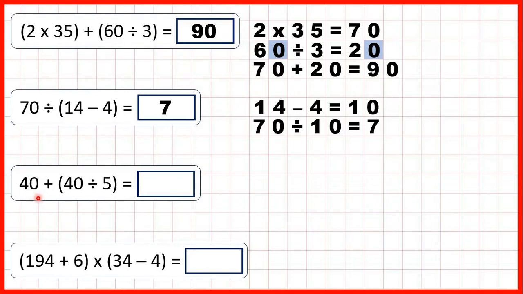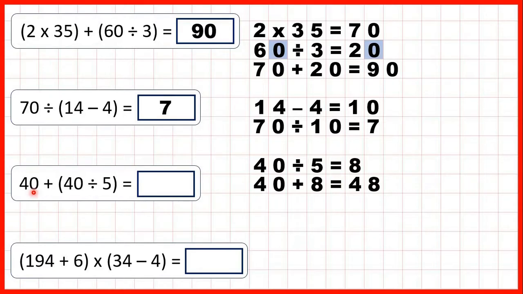Now we have 40 plus 40 divided by 5 in brackets. So we do the brackets first. 40 divided by 5 is 8, so we need to work out 40 plus 8, which is 48.